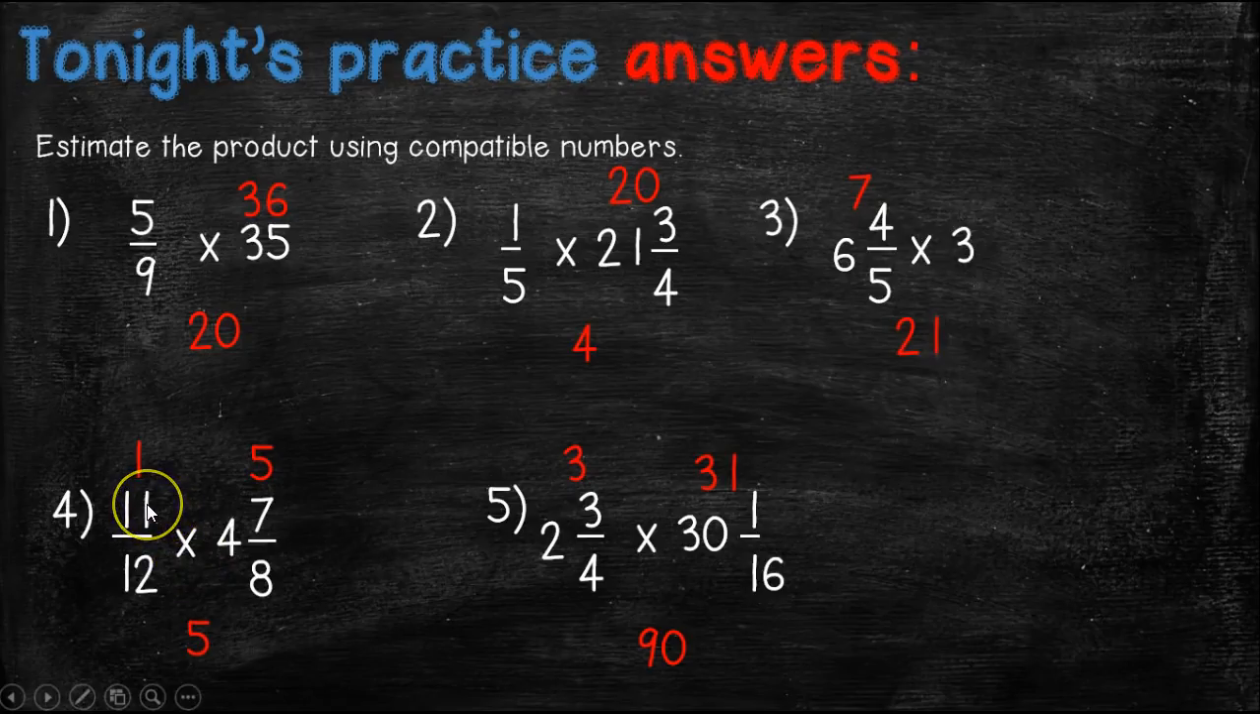Here in this case, we are going to do the same thing. 11/12 is going to round up to 1. 4 7/8, well, 1/2 of 8 is 4. 7 is greater than that, so we know we're going to round this up to a 5. So 1 times 5 is 5. And then here, number 5, the answer is 90.